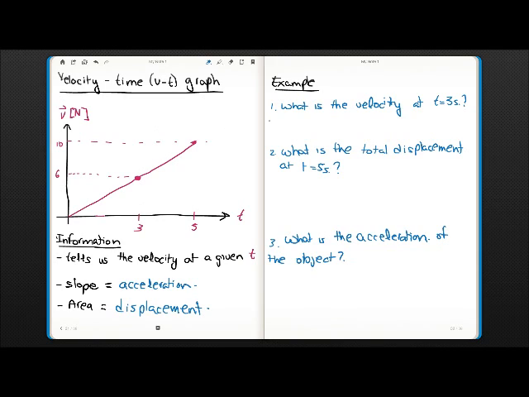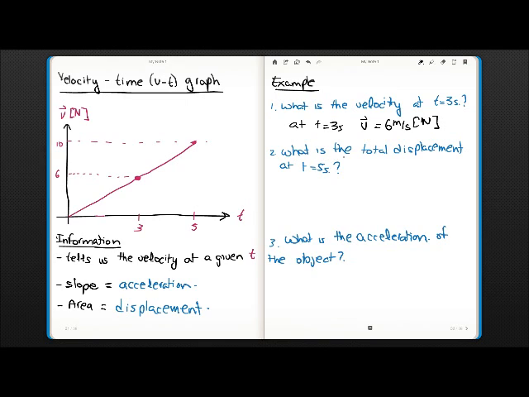And here are a couple of questions and examples. What is the velocity at t equals 3 seconds? So I've already labeled it down for you. At t equals 3, it's pretty much 6 meters per second north. And again, keep note of the direction. So at t equals 3 seconds, v equals 6 meters per second north.